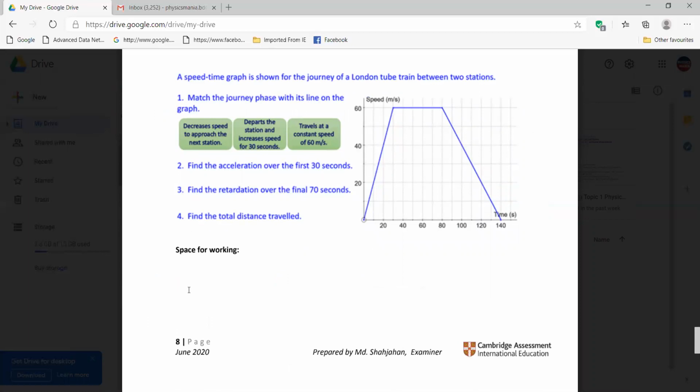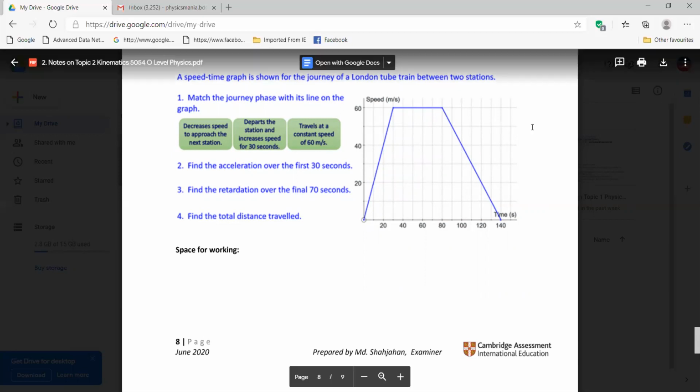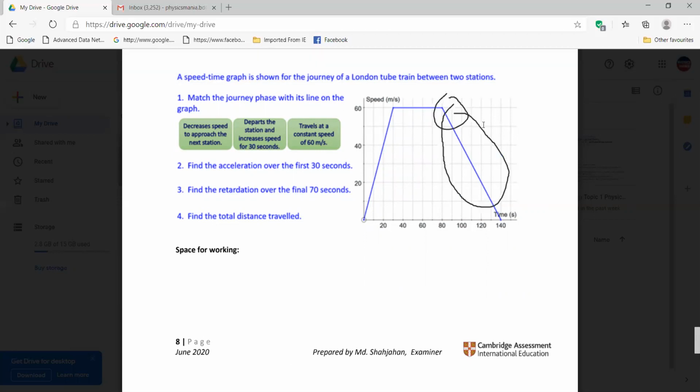Sir, match the journey phrase with its line on the graph. Decreases the speed to approach the next station. That one is this part. Okay, very good. Then the second part, which is departs from station and increases speed within 30 seconds.